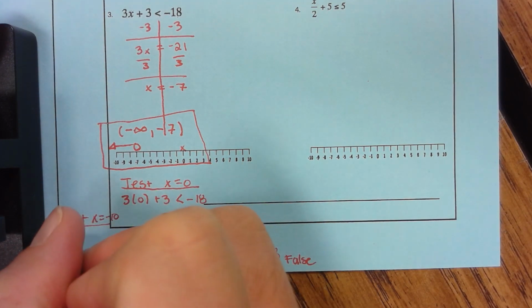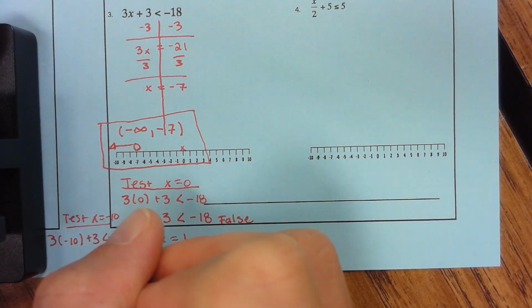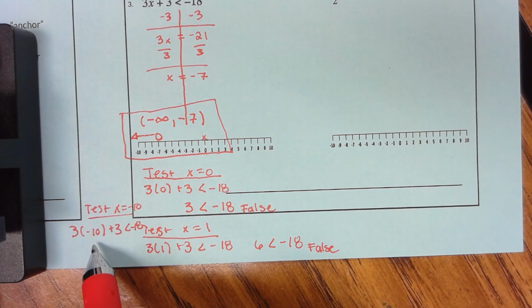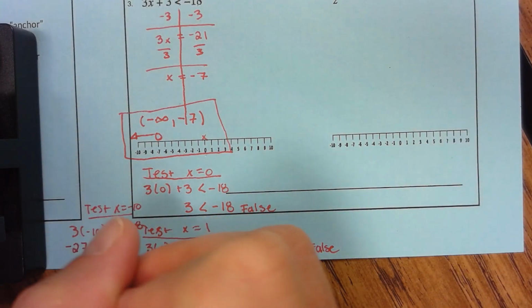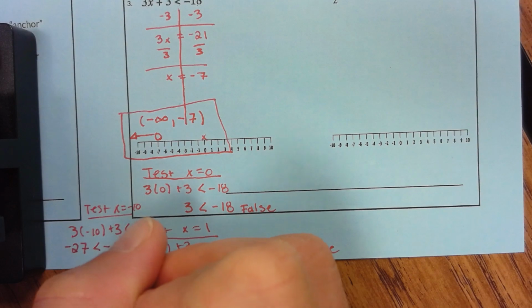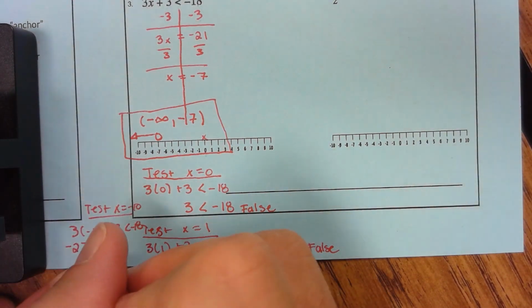I have 3 times negative 10 plus 3, and is it less than negative 18? 3 times negative 10 is negative 30, and then plus 3 is negative 27. So is negative 27 less than negative 18? Yes, right? That one's true.